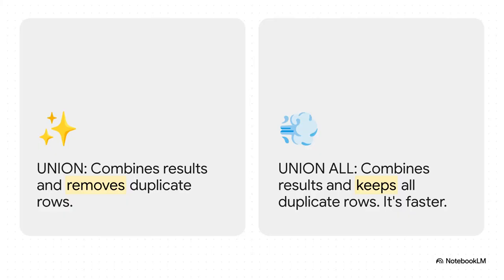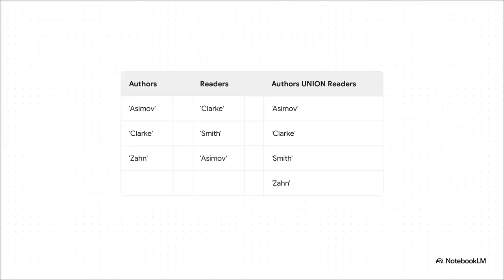And it has a buddy, Union All. Now, the difference here is really important. Union will combine your 2 lists, but it also automatically gets rid of any duplicates. Super handy. Union All just smashes the 2 lists together, warts and all, duplicates included. It's faster, but you only want to use it if you're sure you don't have duplicates or you actually want to see them.